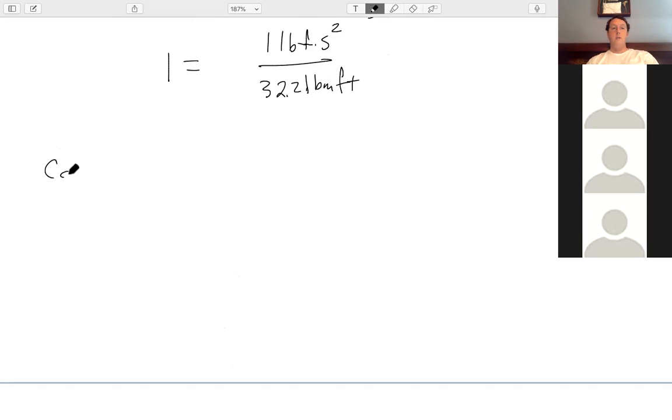Convert 1 lbf, 1 pound of force, to the metric system. So first thing you have to do is ask, what does that even mean? We know what's the thing we talked about in physics 1? We said that 1 pound equals what?